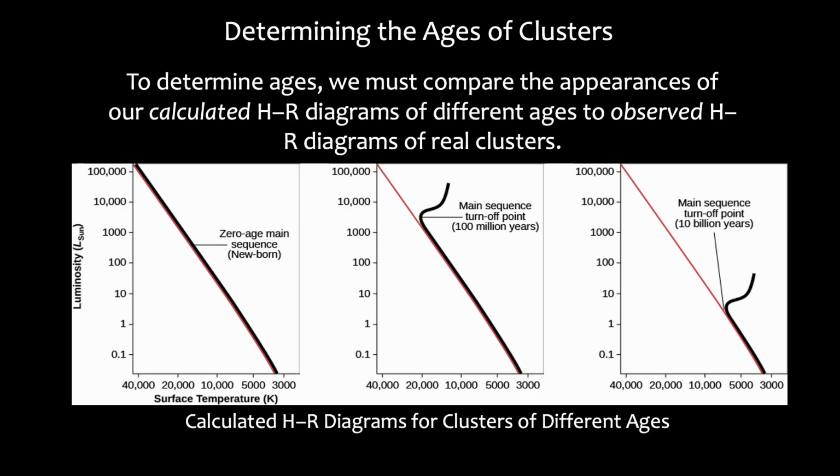So here, just for illustration, is a newborn cluster, where nothing has evolved and died yet. And of course, after say a few hundred million years, the higher mass stars would have died, and you will see some higher mass stars turn off. And as we wait longer, even the lowest mass stars will show turn off, while the higher mass stars would have died and disappeared from the HR diagram.